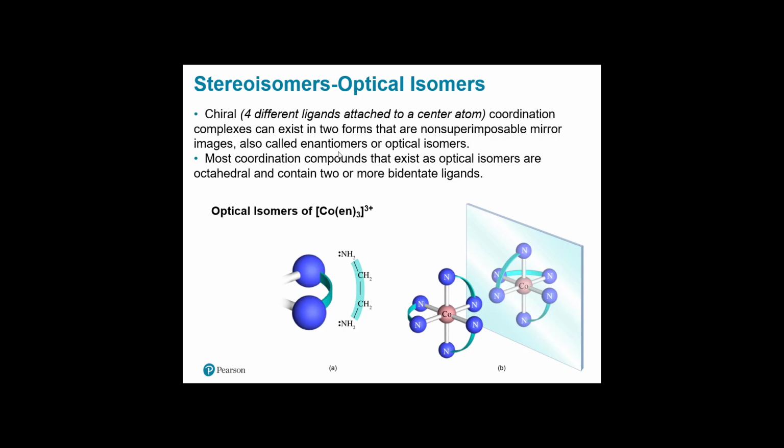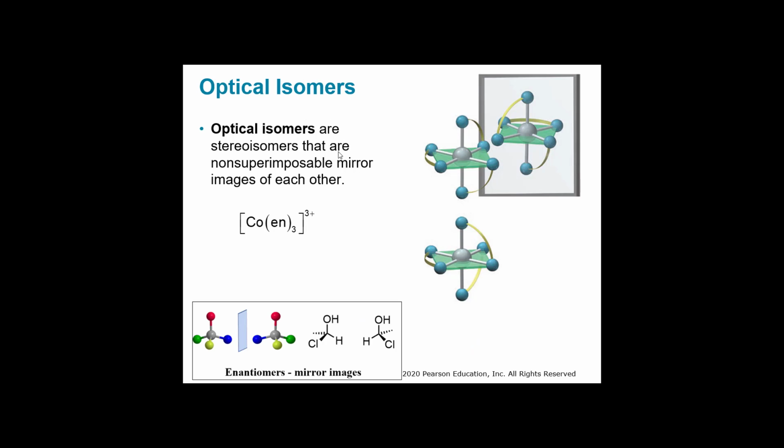Now, most coordination compounds that exist as optical isomers are octahedral, and they contain 2 or more bidentate ligands. Remember what the bidentate ligands mean? Ethyl-diamine is one, it's abbreviated EN. That is one that has 2 teeth, so it's a big ligand, so it can attach on one side of the ligand, and it can attach on the other side of the ligand around the metal ion center.